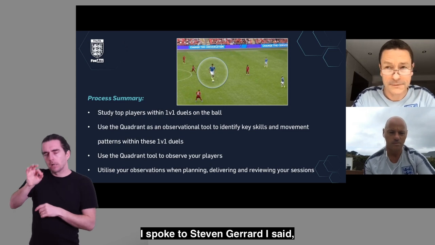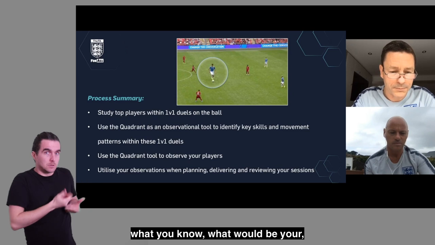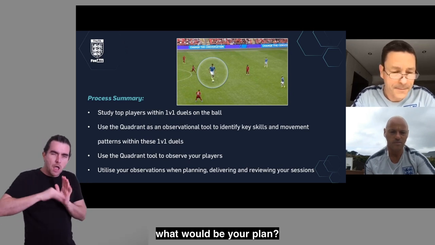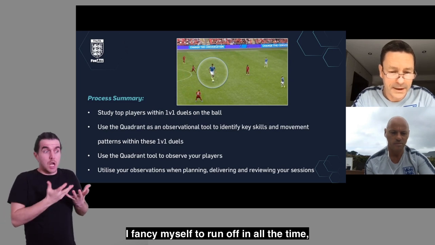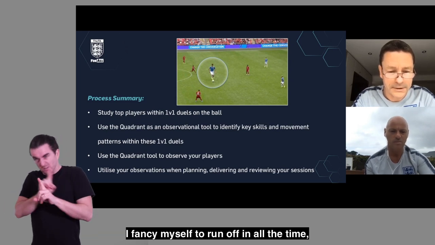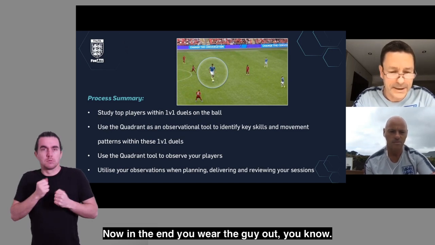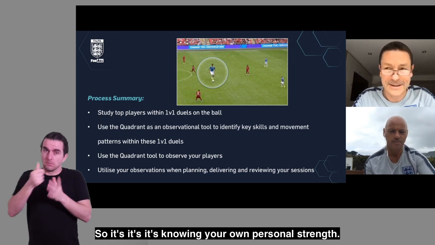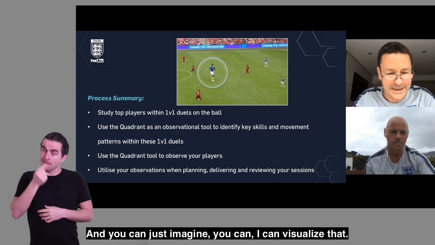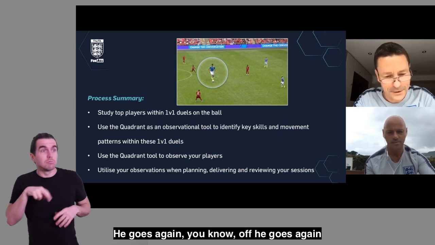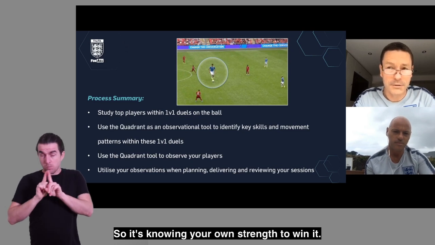I spoke to Steven Gerrard. I said, receiving the ball, what would be your plan? And he said, well, not to receive it really, but to run off the guy. I fancy myself to run off him all the time, constantly, time after time. Now, in the end, you wear the guy out. So it's knowing your own personal strength, and you can just imagine him. I can visualize that. Well, off he goes again, off he goes again. He's on a 30-40 yard run. So it's knowing your own strengths and weaknesses.